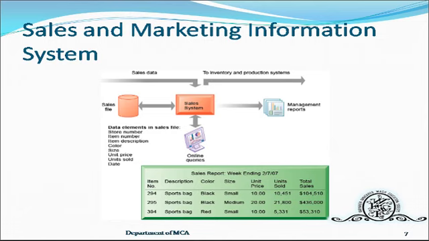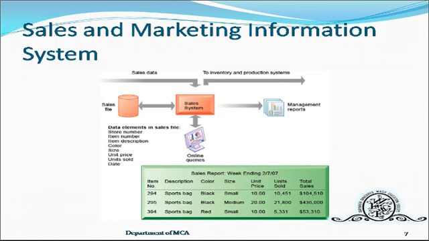Now you can see the diagram for the sales and marketing information system. At the center there is a sales system. The input given to the sales system is the sales data: how many sales were done by the particular marketing team or the organization. That sales data is given as input to the sales system. And finally, whatever is the output is stored into the sales file.